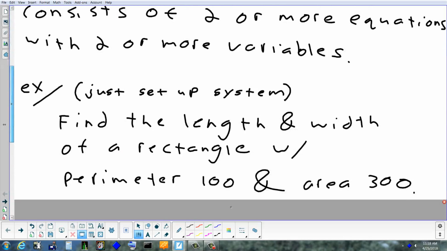Okay, so for the first one, I don't want to solve the problem. I just want to set it up. Okay? There's really nothing I need to explain. I think we should be able to figure it out. It says find the length and width of a rectangle. So there's your 2 variables, length and width. And I'm giving you a couple criteria. The perimeter is 100, and the area is 300.